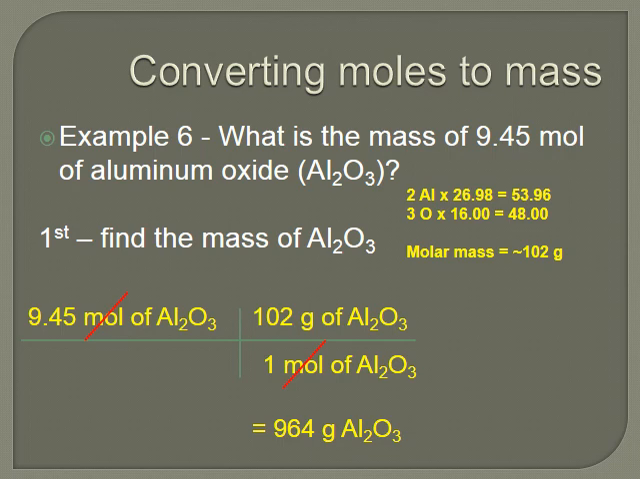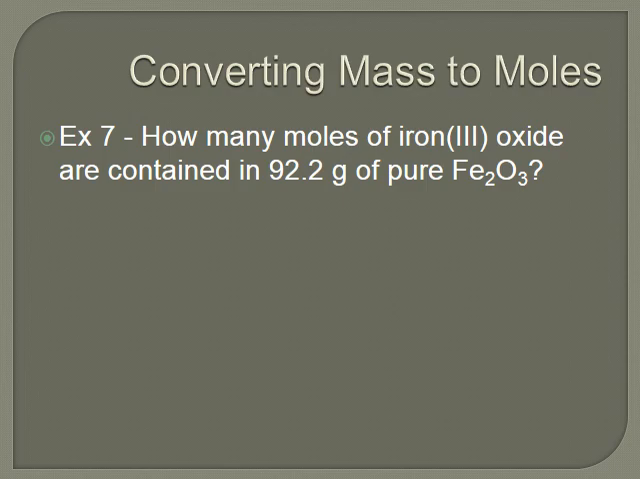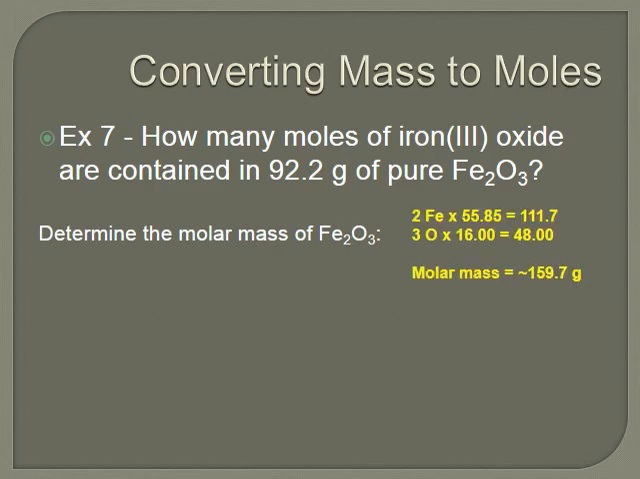All right, 1 more. How many moles of iron 3 oxide are contained in 92.2 grams? All right, we're dealing with grams here. Anytime we're dealing with grams and we have to transfer between grams and moles, we're going to have to get the molar mass. So iron 3 oxide's formula is Fe2O3. We're going to look on the periodic table and see, all right, what's that?